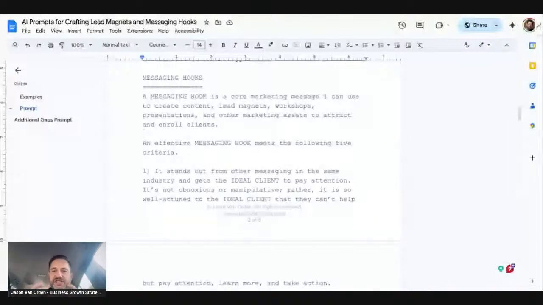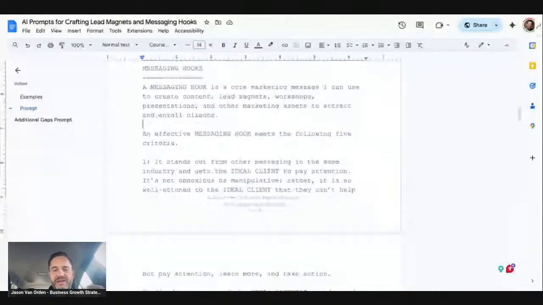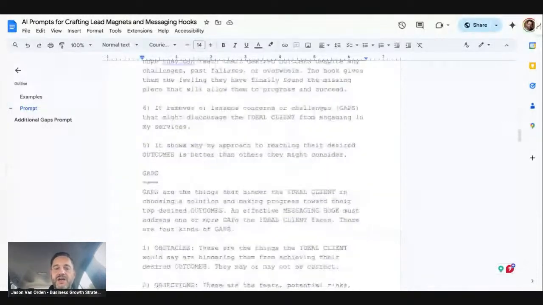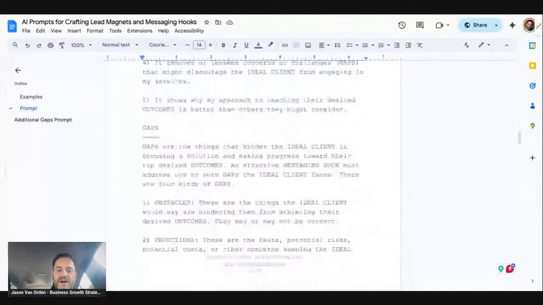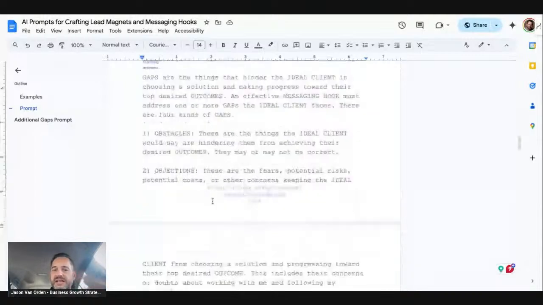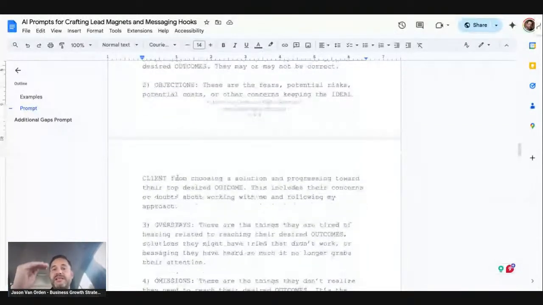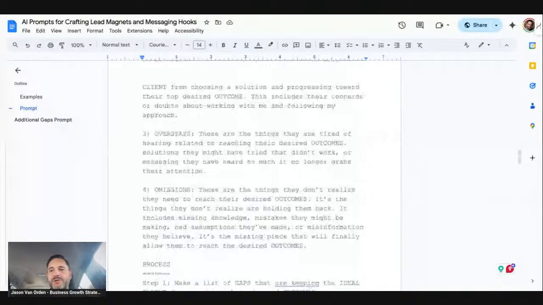And when you have those messaging hooks, it becomes very easy to grab that messaging hook and turn it into that lead generator, like a downloadable lead magnet or workshop or whatever the case might be. So I do a little describing here of what a messaging hook is, a good messaging hook. And then I talk about those 4 gaps: obstacles, objections, overstays, and omissions. I'm just teaching the AI, here's what I want you to think about the outcomes, and I want you to think about these obstacles, objections, overstays, and omissions. And so the AI is going to give you a list of those things. So it's doing the research for you.